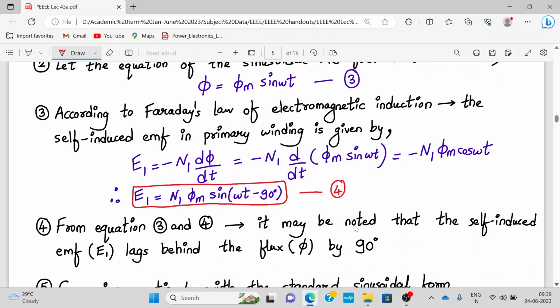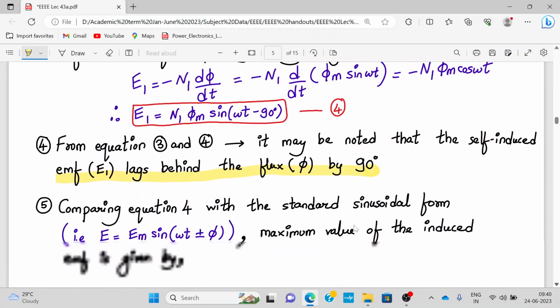From equation number 3 and 4, it may be noted that the self-induced EMF E1 lags behind the flux phi by 90 degree. It is very clear from equation number 3 and 4 that E1 lags behind the main flux by 90 degree. This is an important point to remember, so let me highlight this: EMF E1 lags behind the flux phi by 90 degree. This will be helpful while we draw the phasor diagram. All right, so let's move on now.